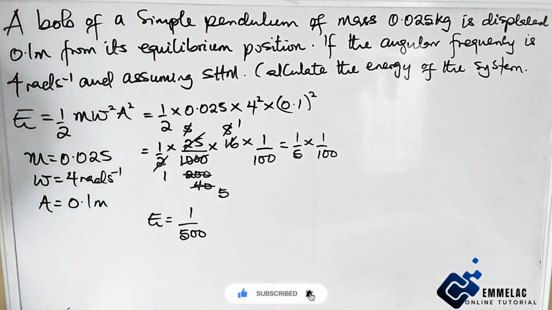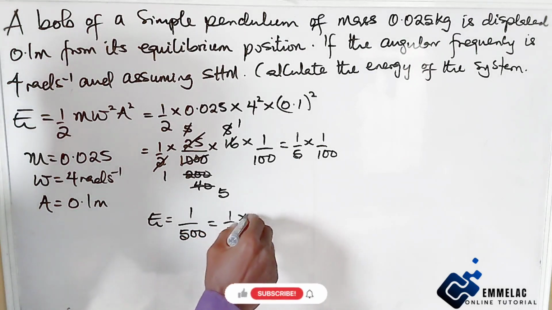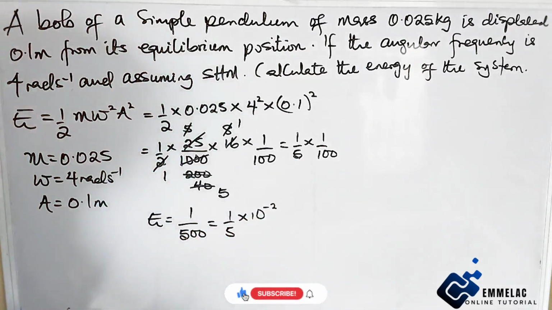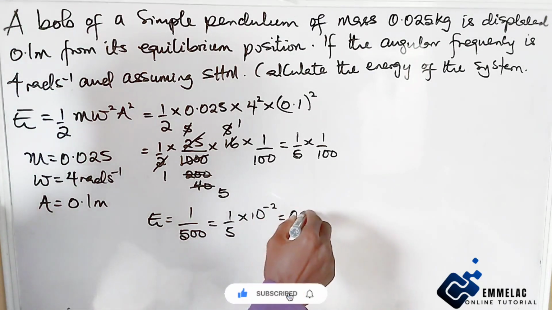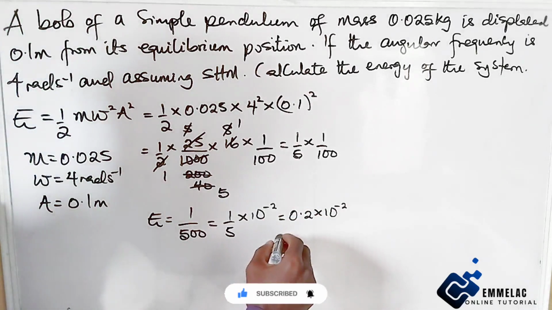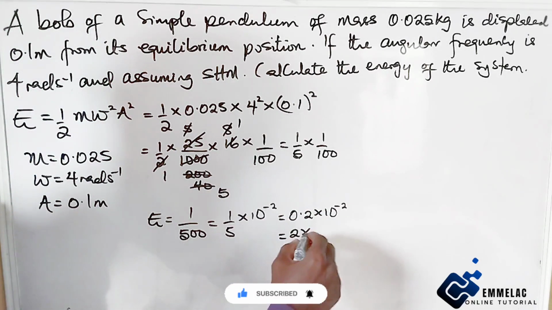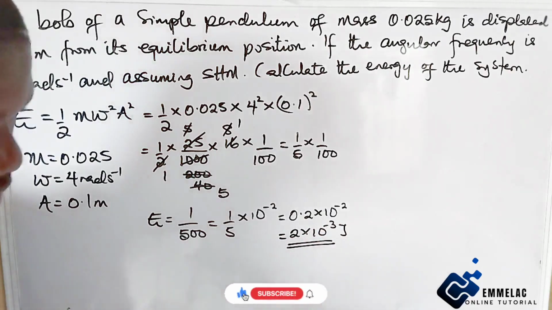500 joules. And this 1 over 500 joules is simply saying 1 over 5 times 10 to the power minus 2. Then this will give us 0.2 times 10 to the power minus 2, which also implies this is 2 times 10 to the power minus 3 joules. Alright, final answer.